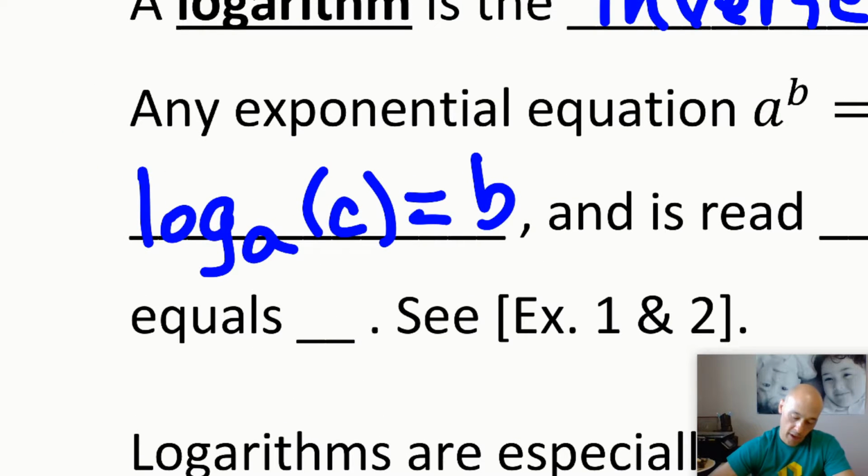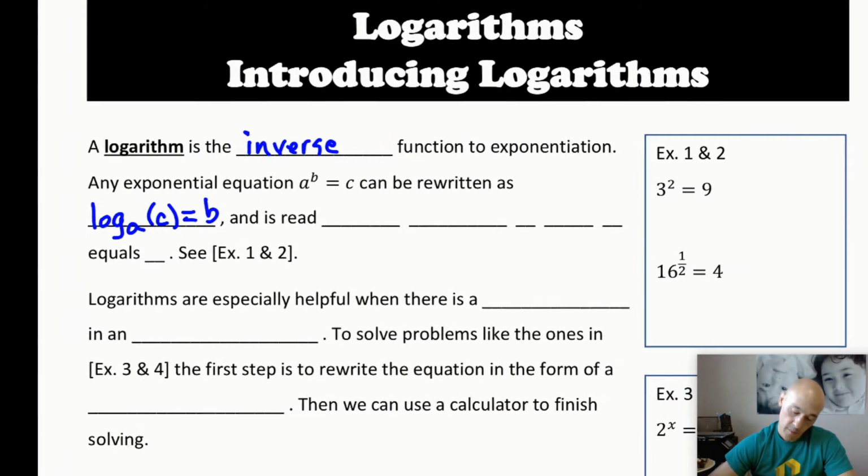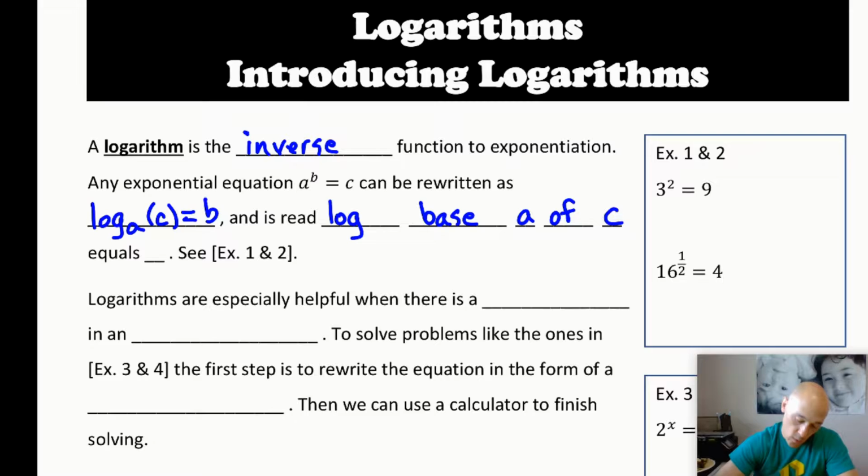And so if we zoom in a little bit there, we can see that this a is written lower than the log, and the c is sometimes written in parentheses, but not always. The c is called the argument of the logarithm. All right, so this is read as log base a of c equals b. That's how we read this. Log base a of c is equal to b.